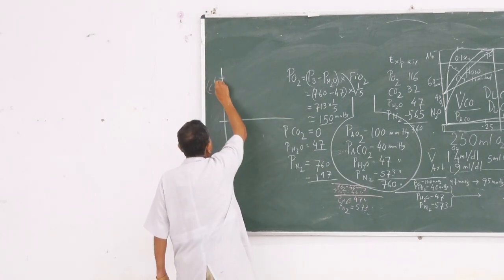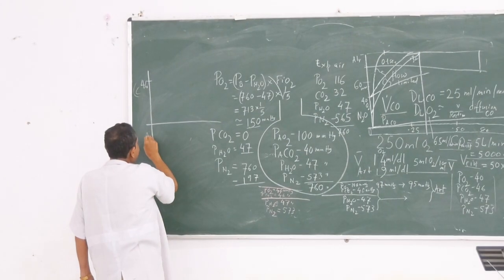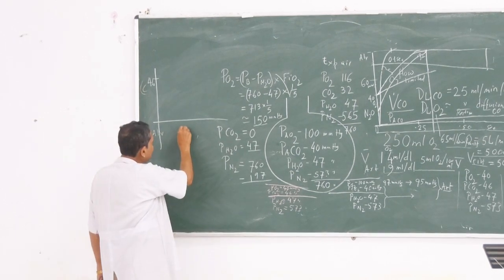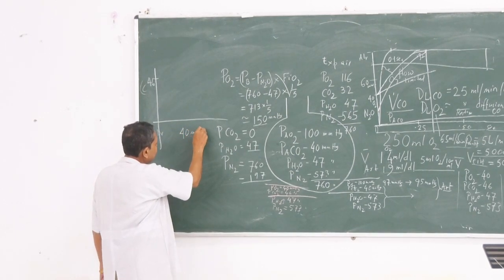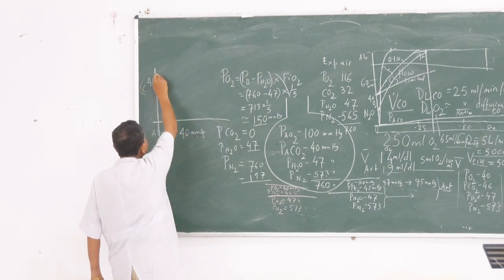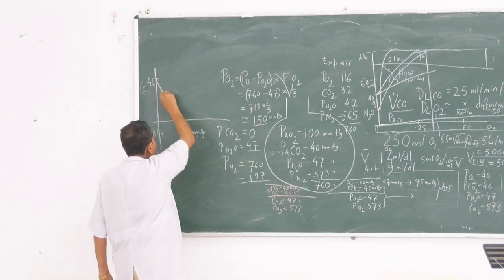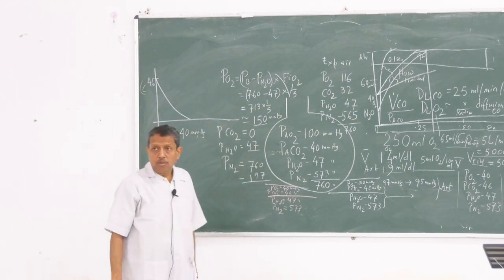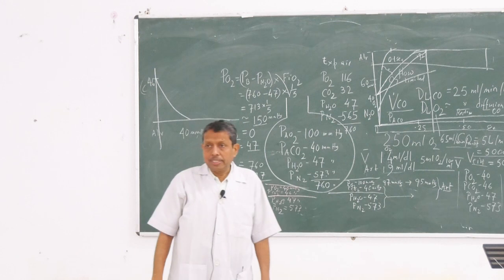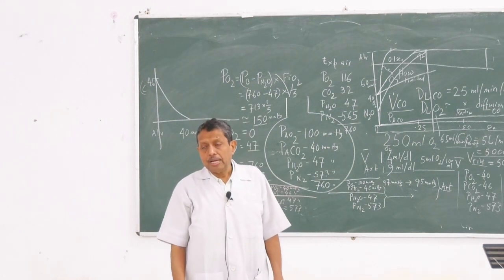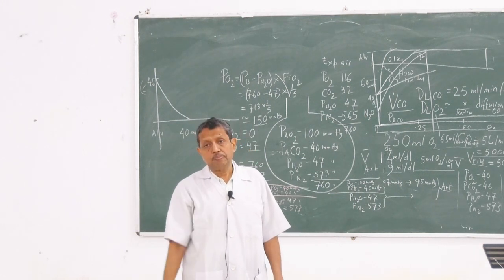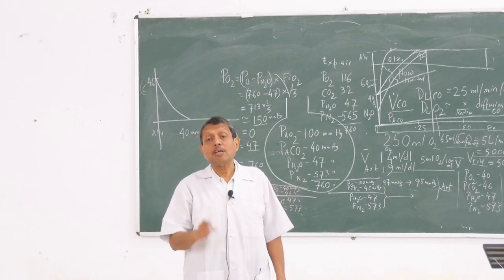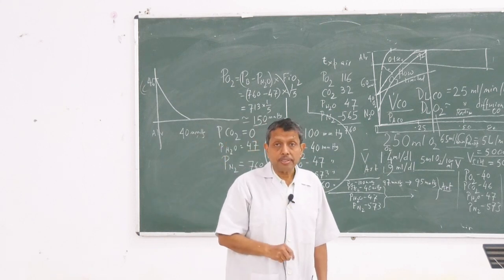Suppose it is 46 in the blood and 40 millimeter of mercury in the alveoli. In that case, it will reach equilibrium earlier, from this level to this level. So carbon dioxide is also perfusion limited. As carbon dioxide is more diffusible, there is less chance of carbon dioxide accumulation in the body.